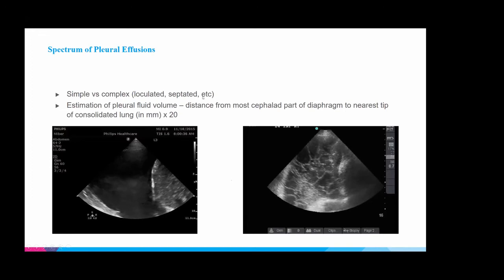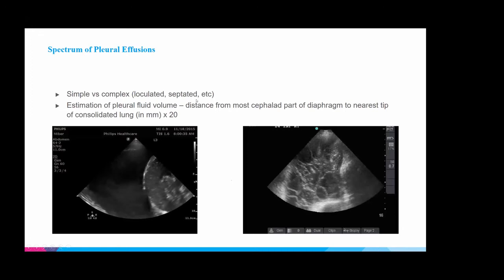Sometimes we always get asked on ultrasound, how do we estimate the pleural fluid volume? I think it's tricky a lot of times, but in the literature there are a couple of things that are described. One way to do it is by looking at the most cephalad aspect of the diaphragm, like right here, and measuring the distance to the nearest area of lung in millimeters. That distance in millimeters times 20 is a potential estimation of pleural fluid volume. That's not to say there couldn't be additional pleural fluid tracking up or hiding elsewhere, so that's just a rough estimate. If you're wondering, is this worth tapping? Is this over a liter? Is this something that's potentially causing symptoms? That's one way to calculate it.